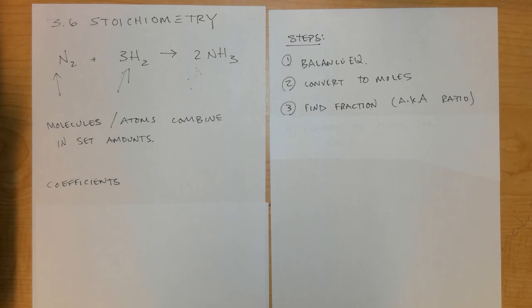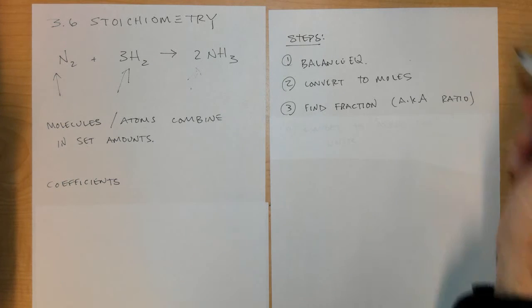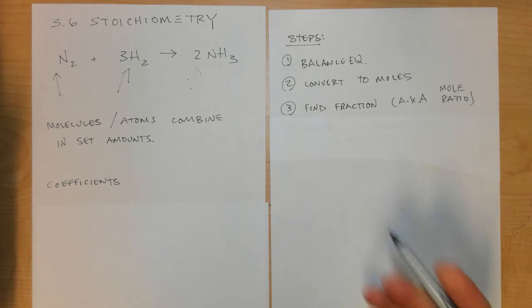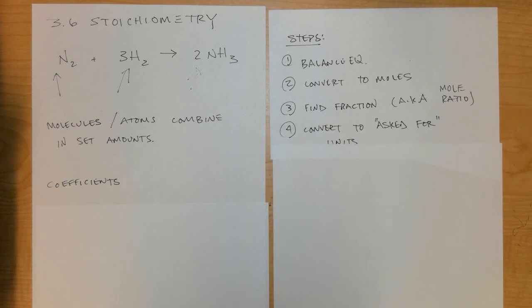Step number 3 is to find the fraction, or the mole-to-mole ratio. Some people just call it the mole ratio. Some people call it the mole fraction, which is just a fancy way of saying one number divided by another number. And then step 4 is to convert to the asked for units.